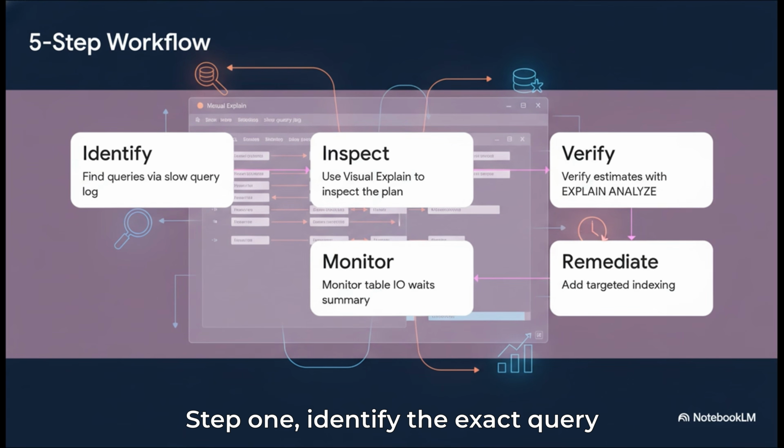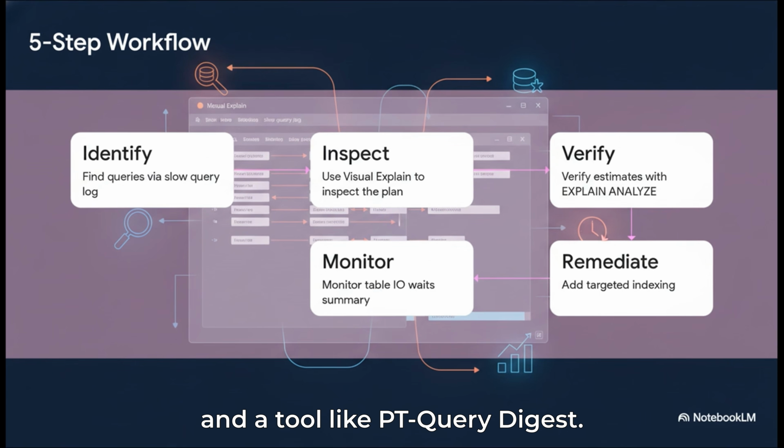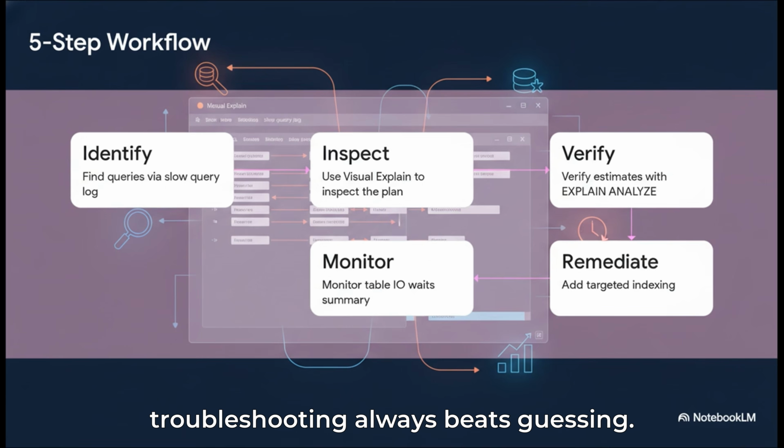Step 1. Identify the exact query using the slow query log and a tool like pt-query-digest. Step 2. Paste it into MySQL Workbench and generate the visual explain diagram. Step 3. Verify those estimates by running EXPLAIN ANALYZE. Step 4. Add a targeted index. And finally, Step 5. Verify the fix and monitor the database to ensure the disk I/O pressure has actually dropped. Methodical troubleshooting always beats guessing.